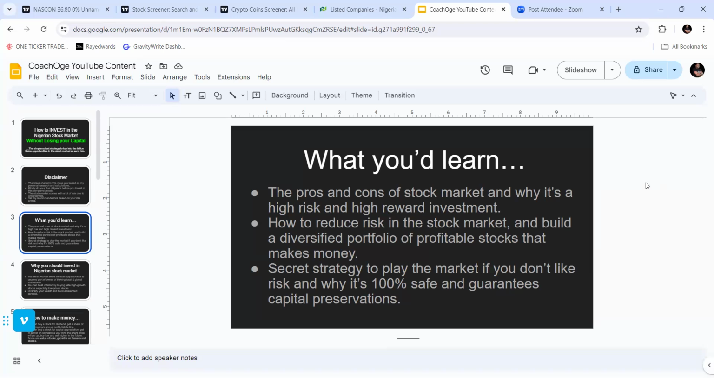So I want to share the secrets to play the market for someone that is coming to the stock market and is scared that, oh, I'm going to lose my money. What if I lose my money? What happens? So I'll share how you can still play the stock market safely and why this model is 100% safe and guarantees capital preservation. Yes, that's the most important thing.